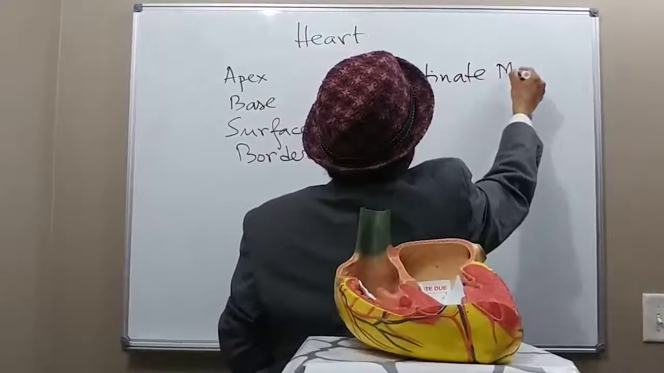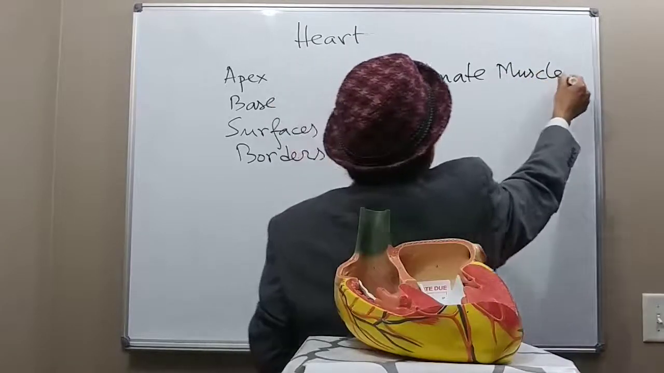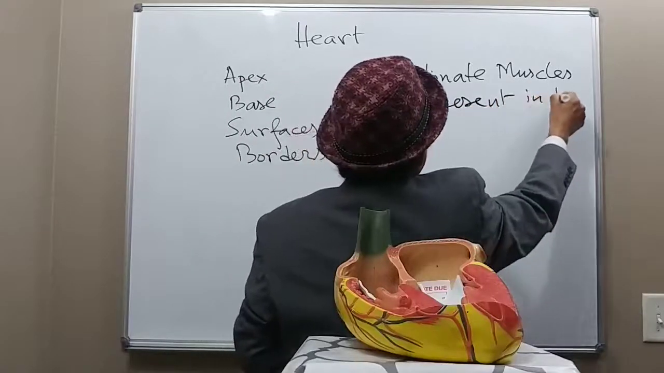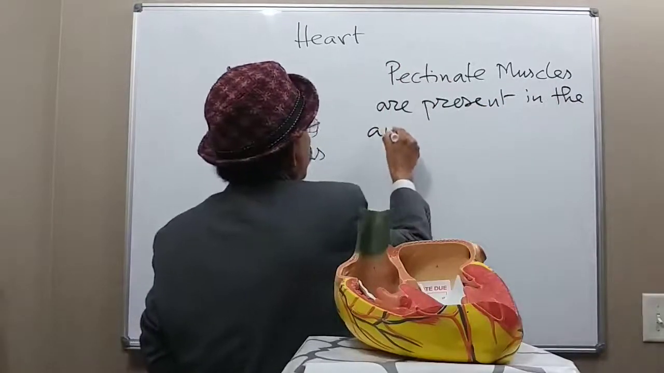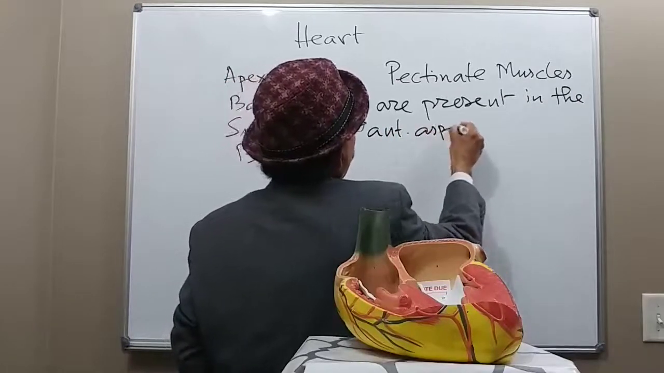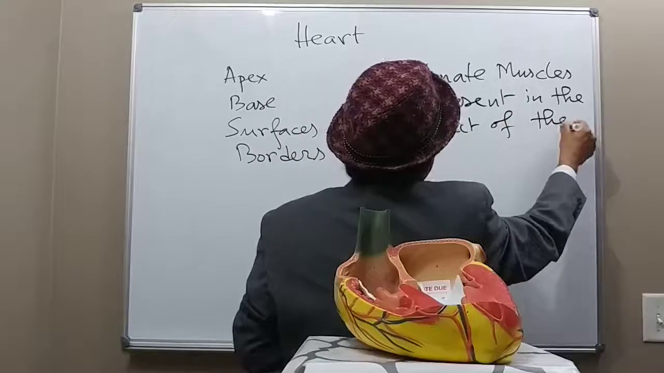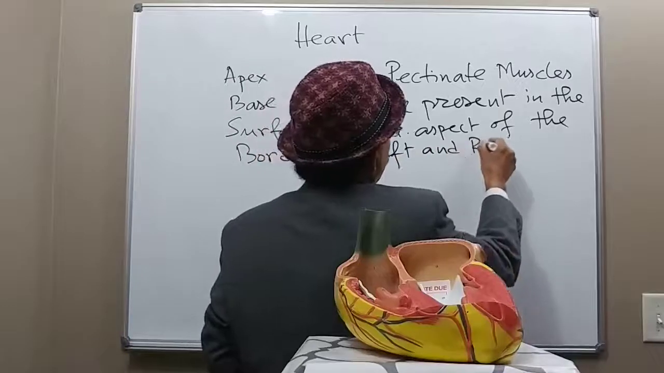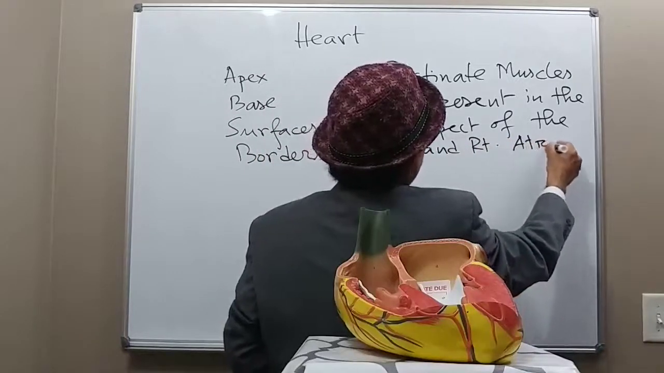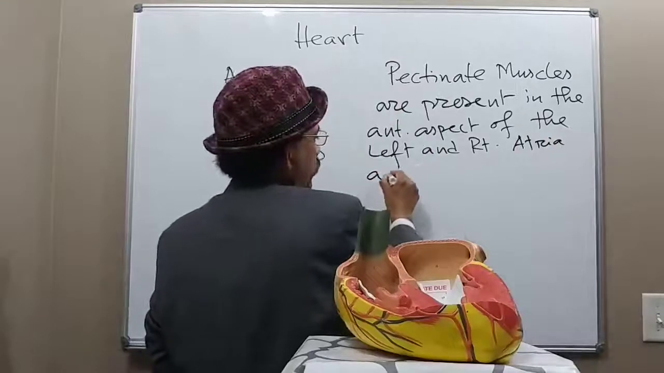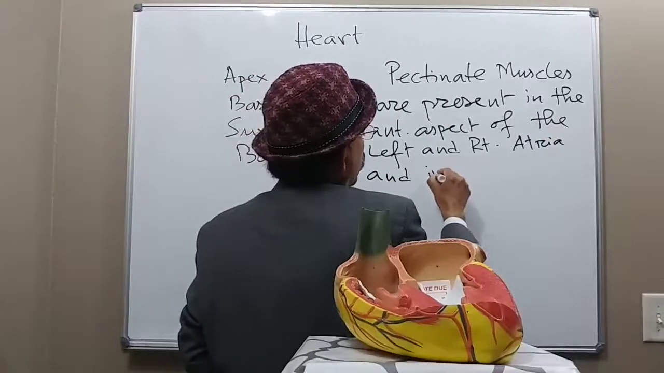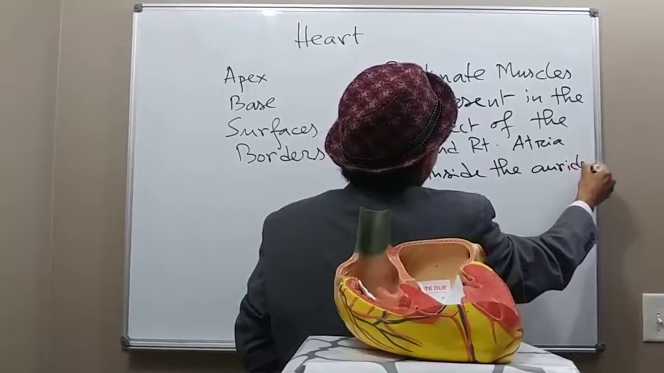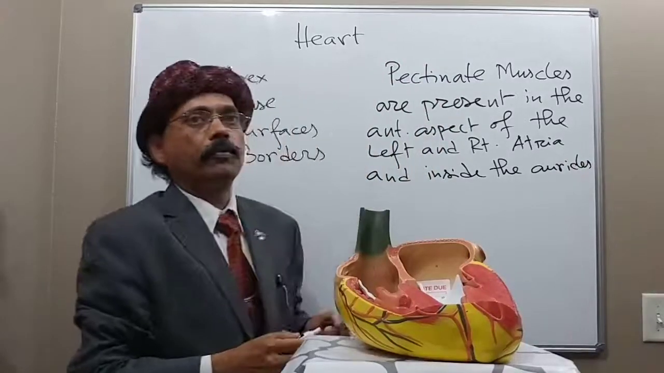Pectinate muscles are present in the anterior aspect of the left and right atria, and inside the auricles. Okay, we got the pectinate muscles.